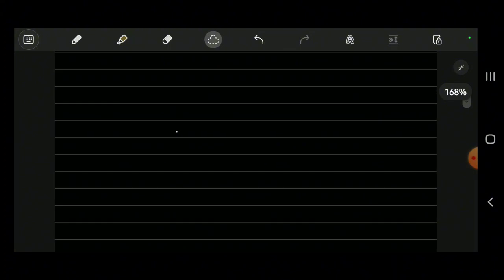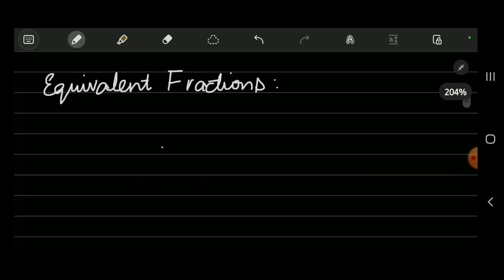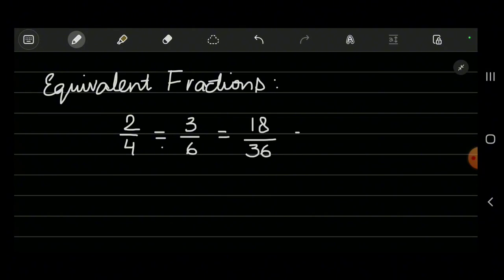Now let's talk about equivalent fractions. There is one more term that is often used: equivalent fractions. Equivalent fractions are those fractions that, when simplified, will give you the same answer. For example, 2 by 4 is equal to 3 by 6 is equal to 18 over 36, and this is equal to 1 by 2. All, when simplified, will give you 1 by 2.